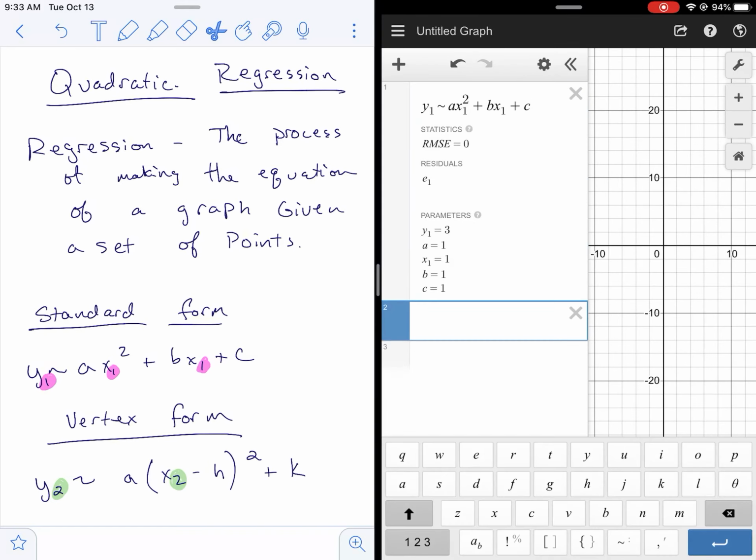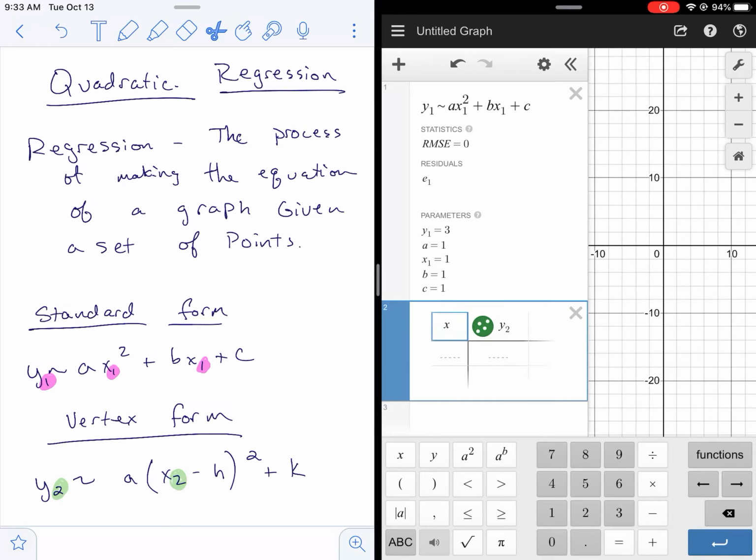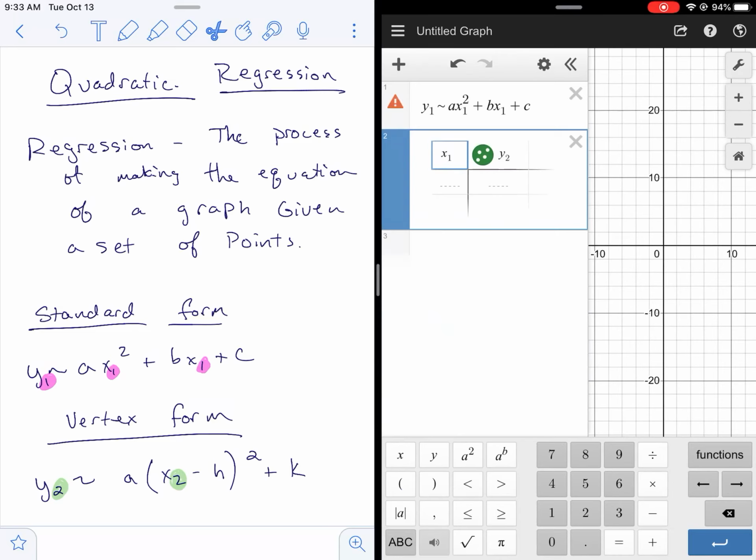You are done, okay? Now, the next thing you need is a chart where you're going to type in the x's and y's. So hit table. Now, this is critically important. In the table, it says x2, y2. But in my equation, I have x1, y1. So these numbers need to match those numbers. Okay? So x1, y1.